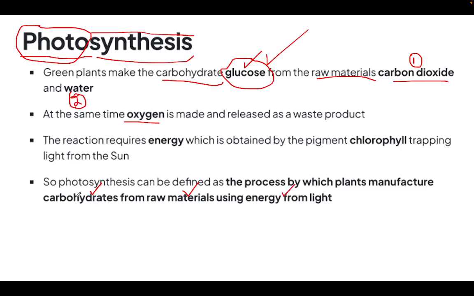If we talk about the carbohydrate which is manufactured, this is glucose. The raw materials which are needed, we saw that they are carbon dioxide and water, and also we saw that it needs the energy from light which is absorbed by the chlorophyll, like we were saying. I hope it is clear here.